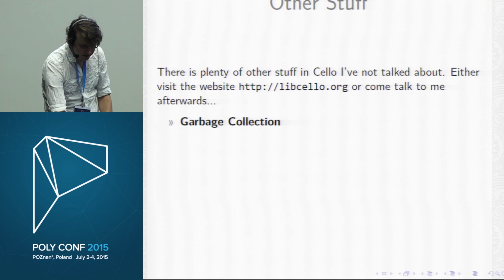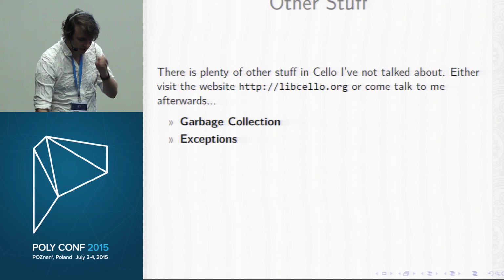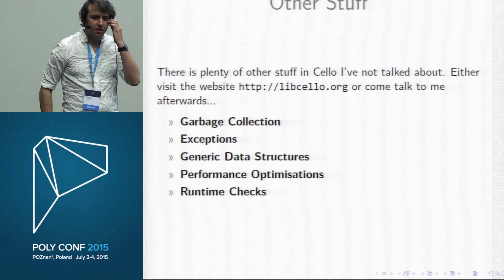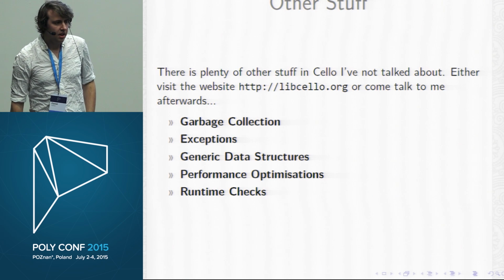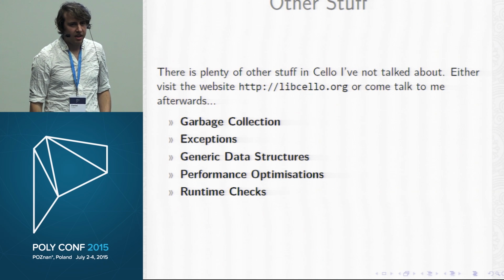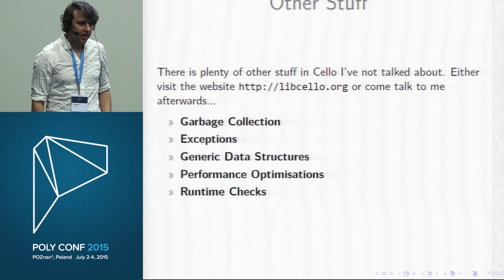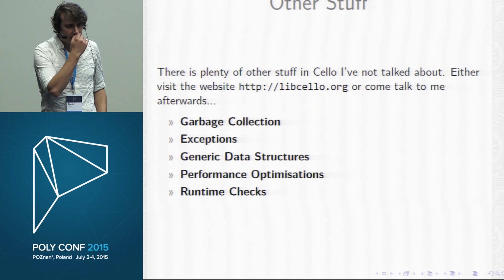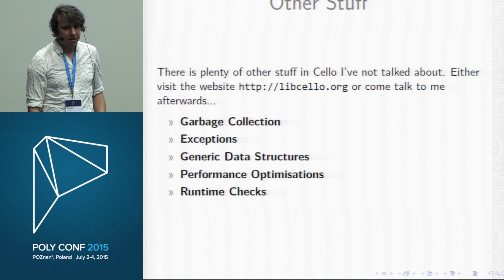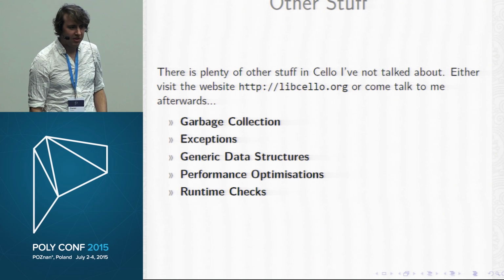So there's lots of other fun stuff. I don't have time, but there's the garbage collection, exceptions, there's some fun performance optimizations. And also one really nice thing is when you have this runtime, you can add a bunch of runtime checks. So you can check if memory allocations fail, or if array out of bounds, or if things are going to go invalid. So you can actually make lots of things a lot safer than normal C.